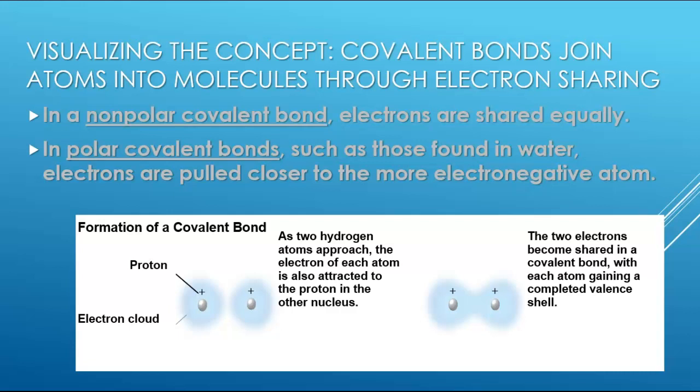electrons are pulled closer to the more electronegative atom. Electronegative means that it has a stronger attraction for electrons, and so the electrons spend more time around that part of the molecule, meaning that the bond formed between the atoms is polar. It has poles, like positive and negative poles, like a magnet.